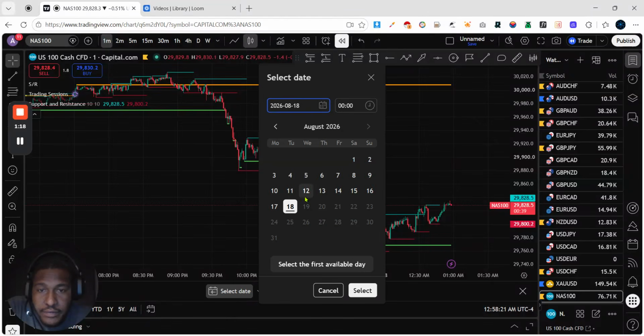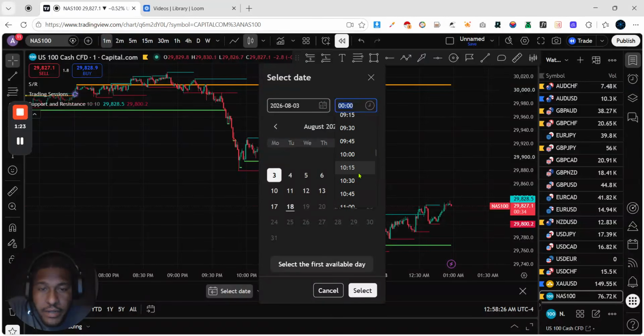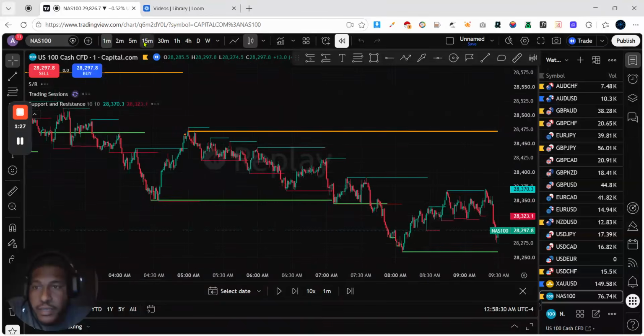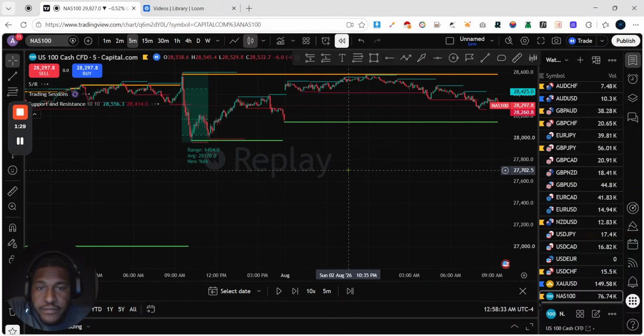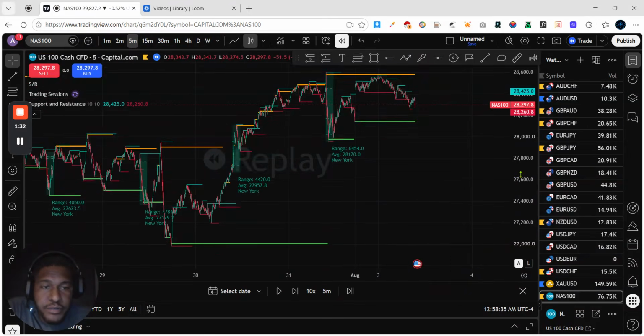Let's go select the date. Let's go to Monday the 3rd, and let's go to 9:30. Let's rock and roll, baby. All right, so the first thing I'm going to do is go to the 5-minute on NAS, and I'm going to look at structure, the start of structure.